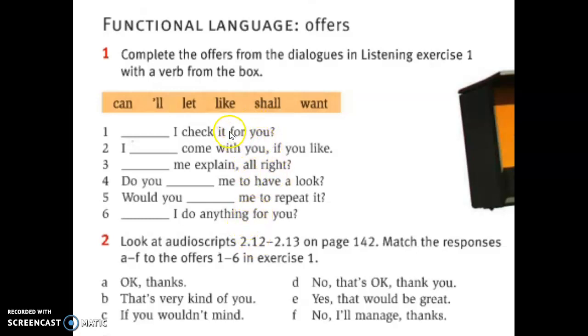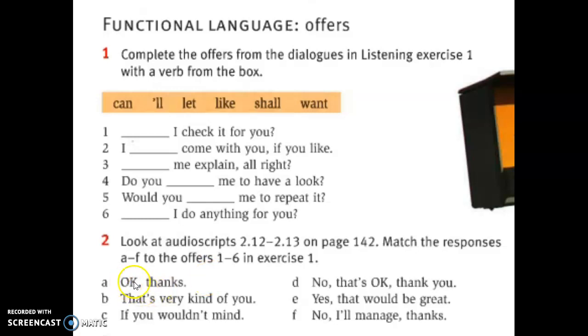What could you say if somebody says, can I do anything for you? You could say, yes, please. You could say, that's very kind of you. You could say any of these, in fact. So any of these responses would be suitable for any of these offers. But it depends, obviously, whether you want to accept the offer or not. So try and elicit some examples.